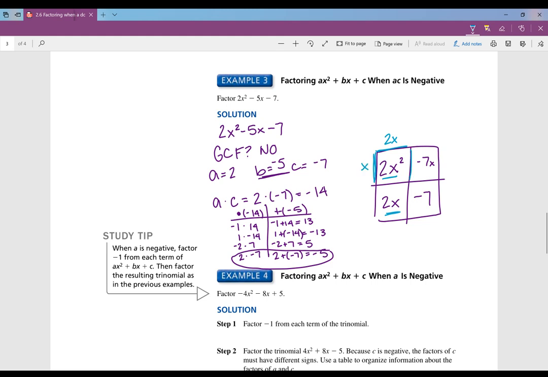Then if that side's x, what does this side need to be to give us -7x? Well, that would need to be -7. That side's -7. What does this side need to be to stay at -7? That would need to be 1. And let's double check our last side. We have 1 times 2x. Is that 2x? Yeah. So we know that our answer is x plus 1 times 2x minus 7.